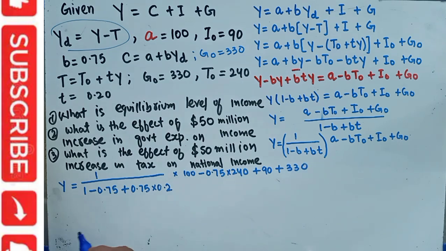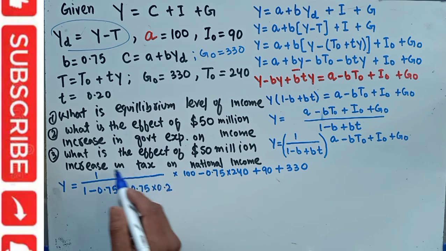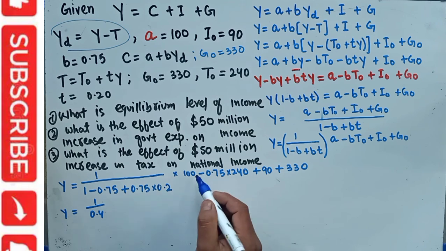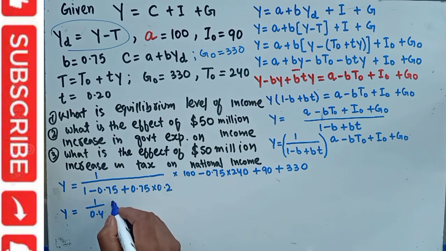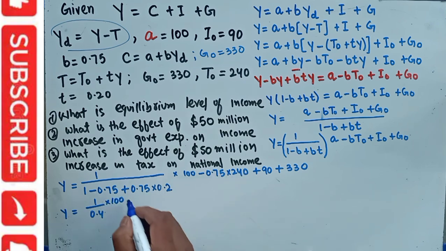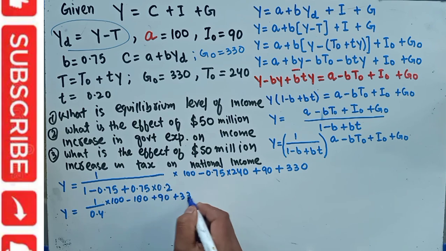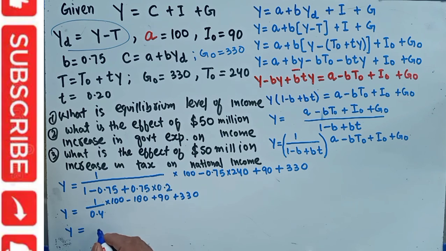When we solve this and do the calculation here, this part will sum up to 1 divided by 0.4. When you solve this it will become 0.4, and here we can see it is 0.75 into 240, which comes out to be minus 180, plus we have 90, plus 330. When we solve this, the equilibrium level of income will come out to be $850 million.